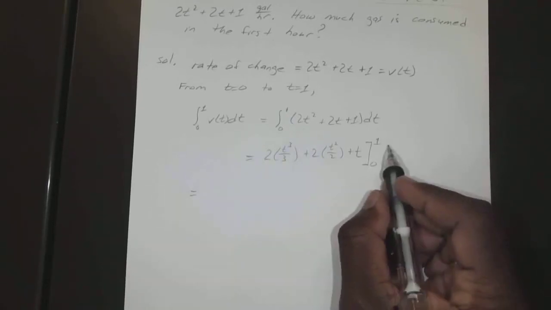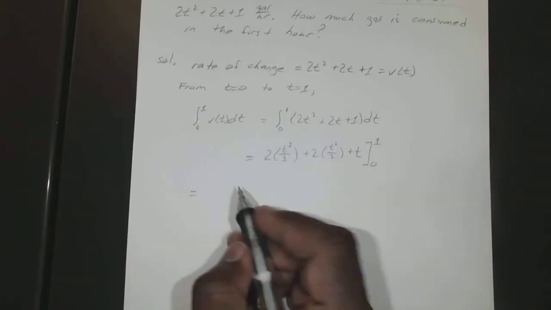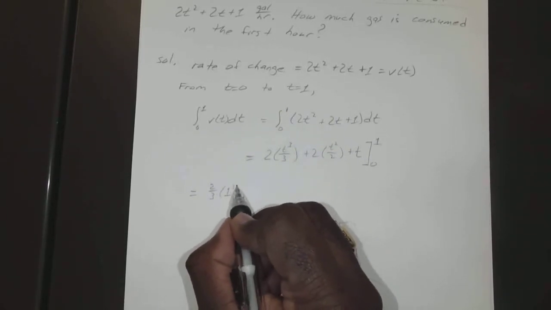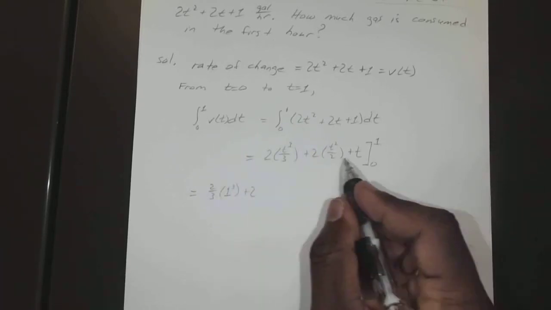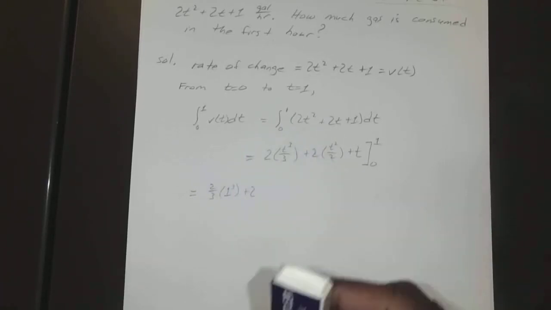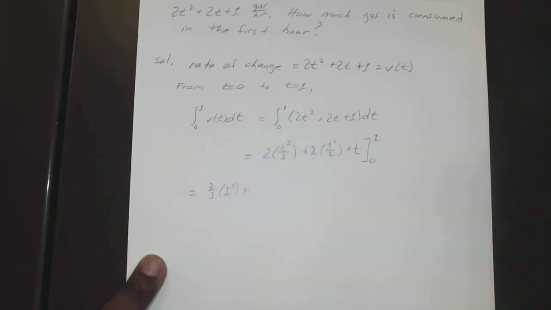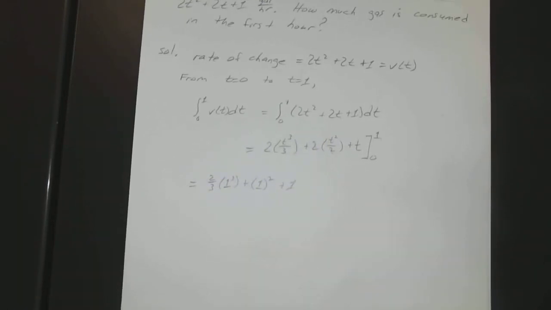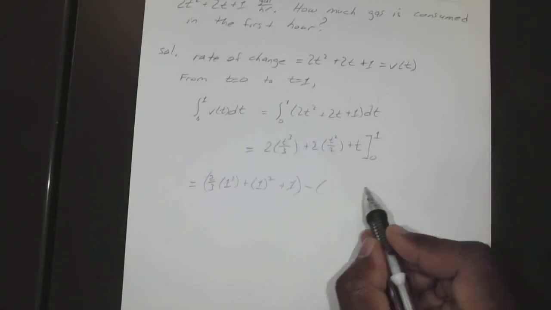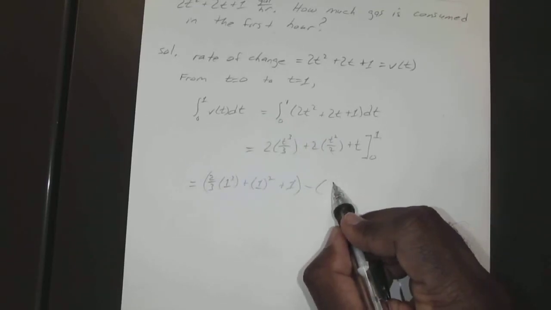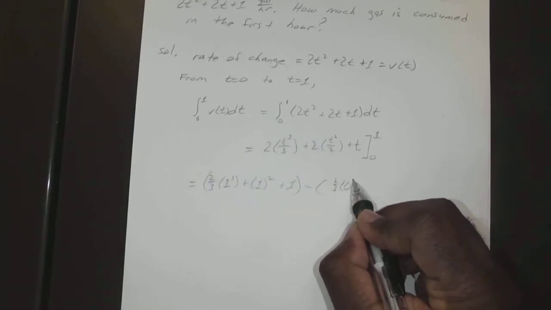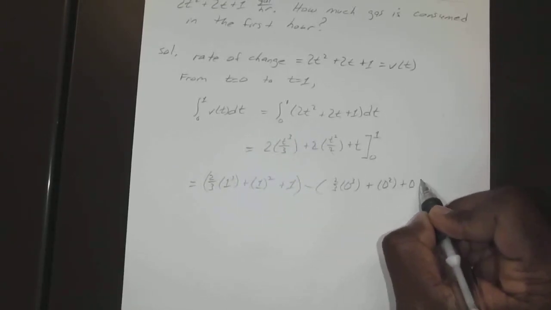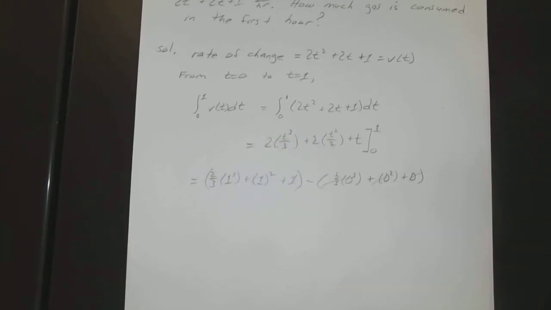Okay, so go ahead and plug in our 1. We can just make that 2 over 3 times 1 to the third plus 2. That actually cancels out, so that disappears and just becomes 1 squared plus 1, minus, now we plug in our 0. So you have 2/3 times 0 to the third, plus 0 squared plus 0, and all three of those just disappear.